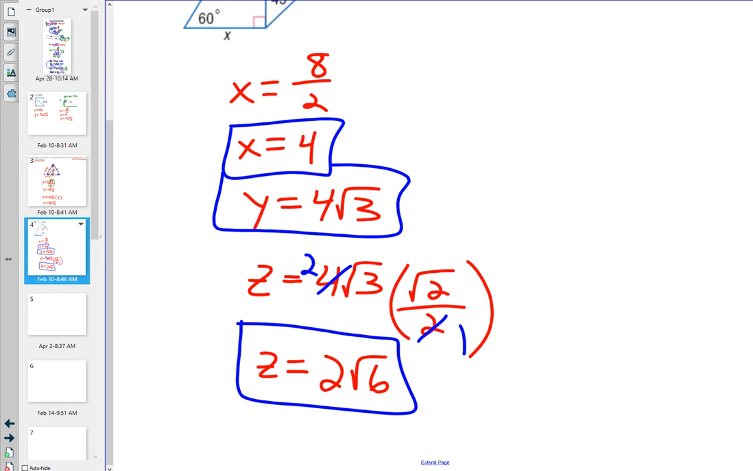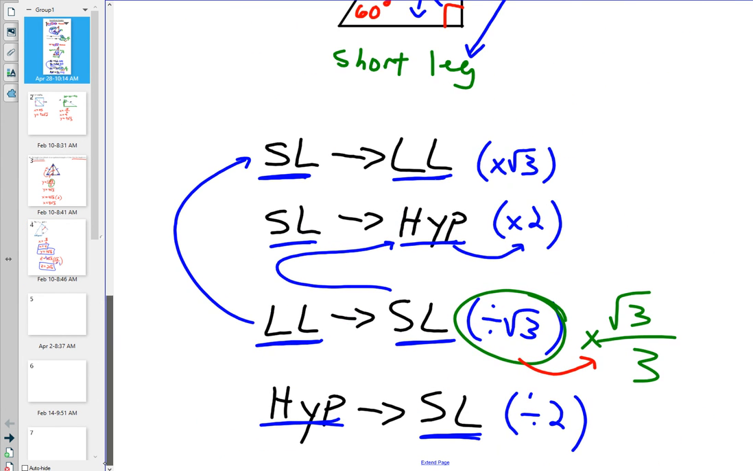I took what I had, the short leg was 4, and I multiplied by square root of 3. That's if you have to divide. If you ever have to divide by square root of 3, dividing by square root of 3 is the same as multiplying by square root of 3 over 3. But we didn't have to divide by square root of 3, because that's for going from long leg to short. We weren't going from long to short. We were going from short to long. So it's just times square root of 3.